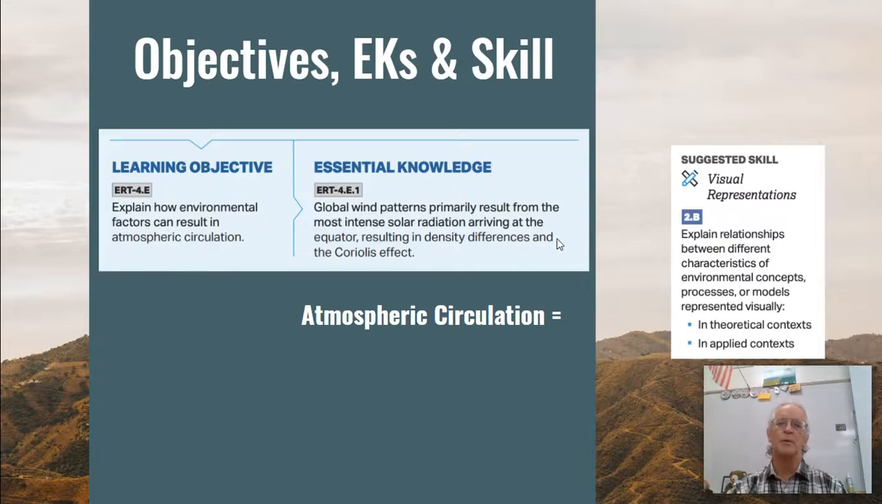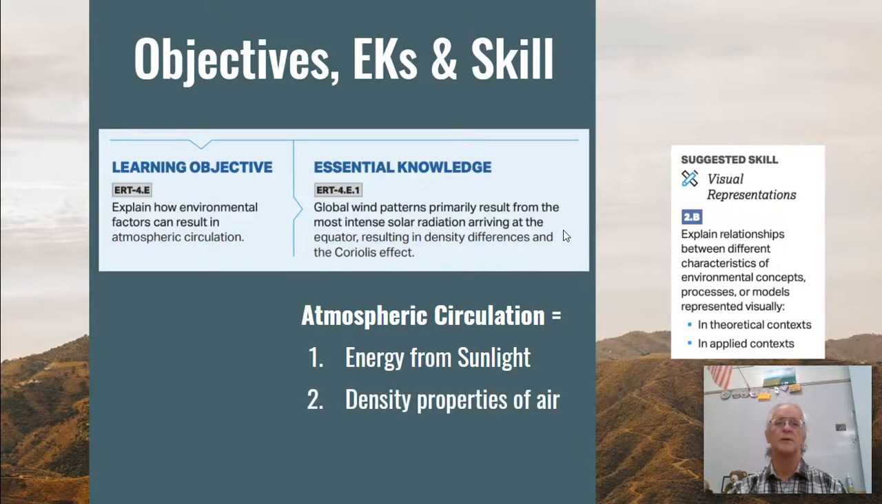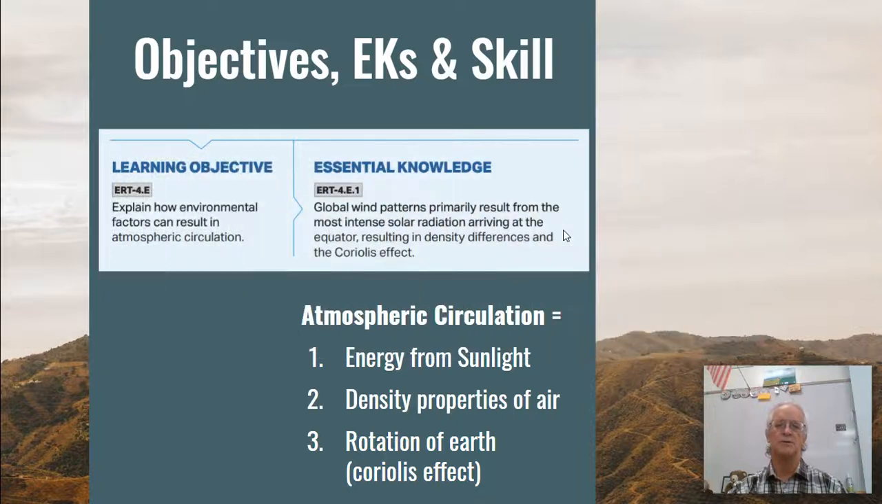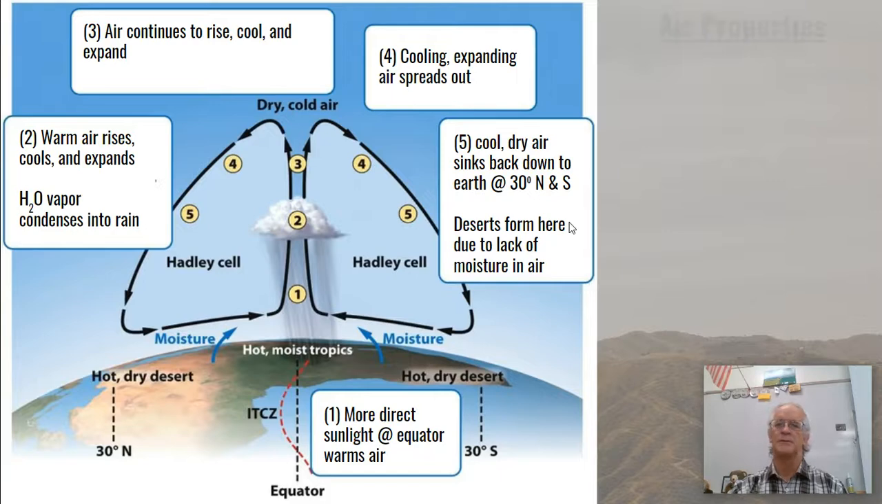For example, atmospheric circulation is all about getting the energy from the sun, the density properties of air, and rotation of the Earth, which leads to the Coriolis effect, something that is a little bit difficult to understand, but we get through it. So basically what we're looking at is air properties.